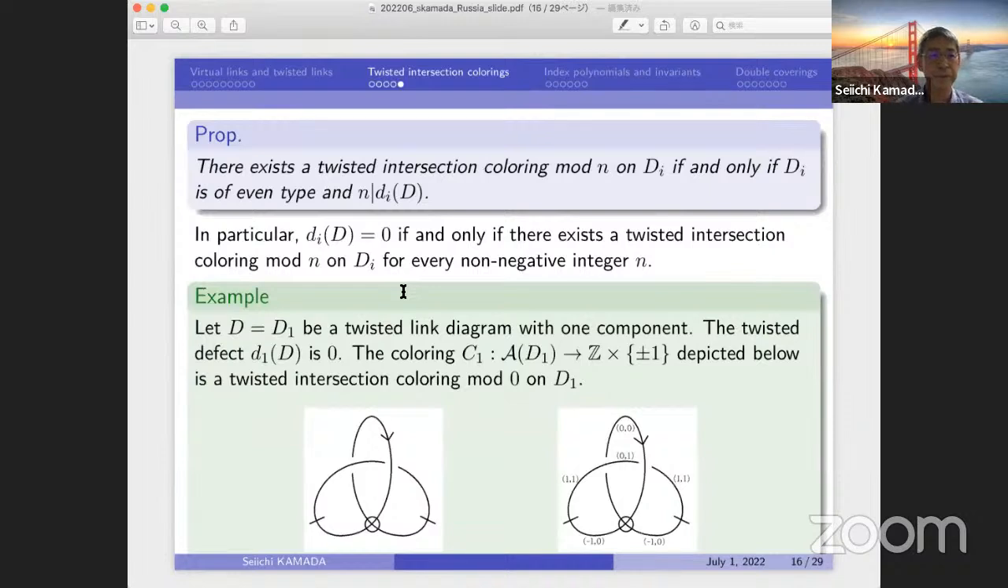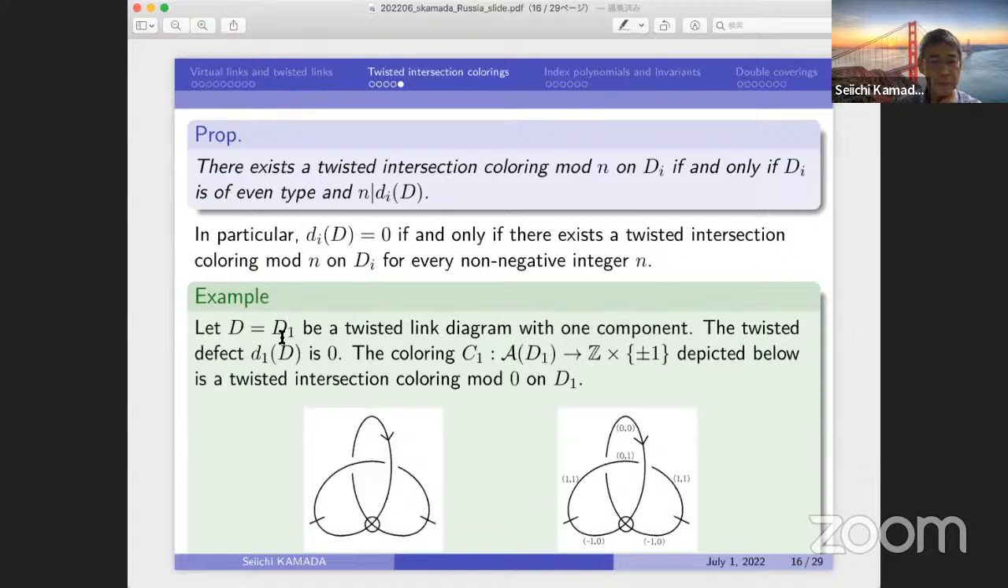Here's a proposition. There exists a twisted intersection coloring modulo n on Di if and only if Di is of even type and n divides the defect d_Di. In particular, the defect is 0 if and only if there exists a twisted intersection coloring modulo n for every non-negative integer n.